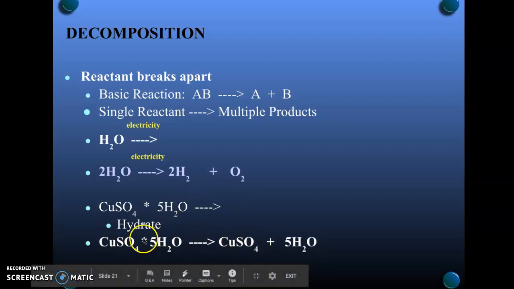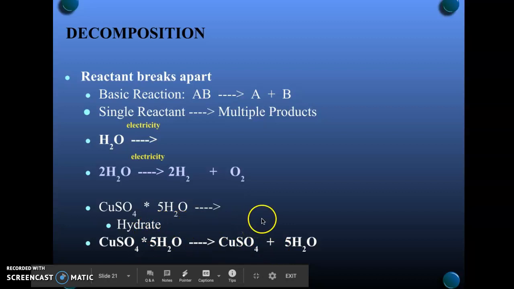All we have to do is take this asterisk or dot and replace it with a plus sign. So this is showing that the water molecules are attached to the CuSO4, and then when we heat it, those water molecules become separated from the CuSO4. So you don't have to worry about charges or balancing. We just take what we have here for the hydrate and replace the asterisk or dot with a plus sign. Okay, so that's how you deal with a hydrate.